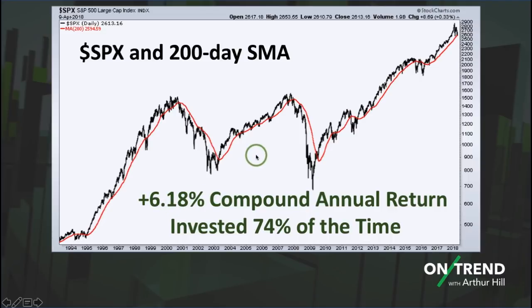Buy and hold is exposed to the market the entire time. So its risk-adjusted return is what you see, the buy and hold return. But this risk-adjusted return is going to be higher because you only invested 74% of the time. You can do something with your money the other 26% of the time.